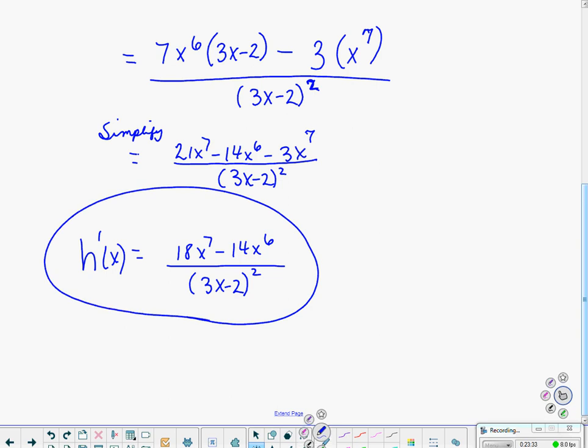You know, I was just looking at this, we could have pulled out an x to the 6th. They also have a 2 in common, giving me 2x to the 6th times 9x minus 7 over 3x minus 2 quantity squared. Another really good answer, right? A little bit more in factored form.